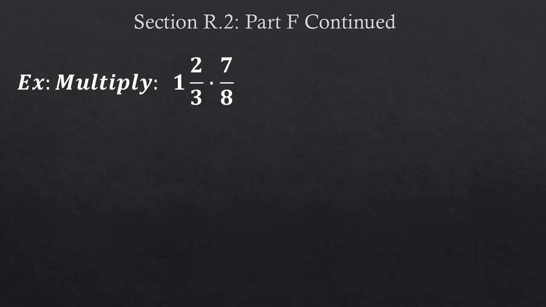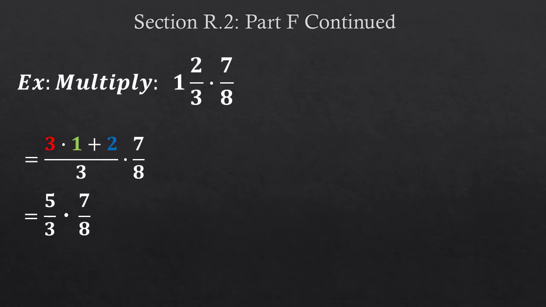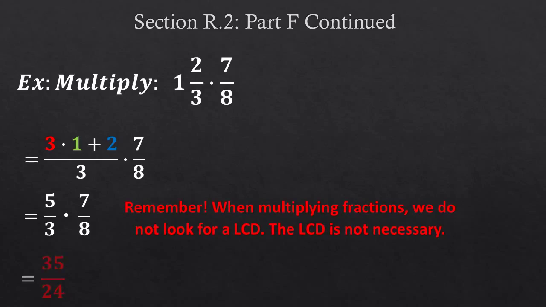Multiply 1 and 2/3 times 7 over 8. We will turn the mixed number into an improper fraction by doing 3 times 1 plus 2. So we get 5 over 3 times 7 over 8, which is 35 over 24, and it does not reduce, so we will leave it as a fraction.